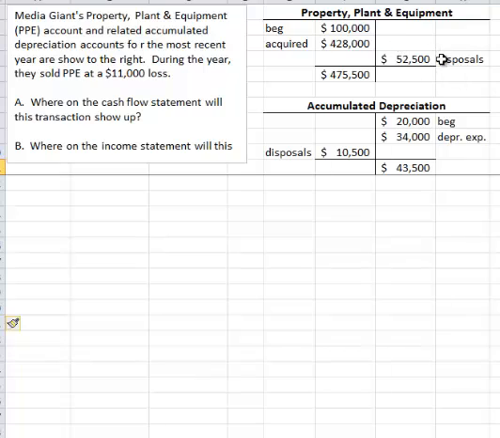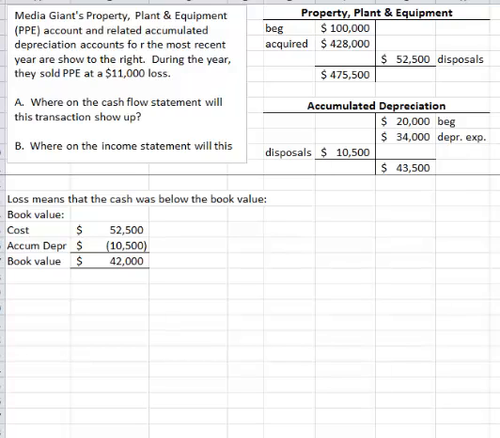So here's their disposals. So this set of numbers helps us to get the book value of what was sold. So if you have a loss, it means the cash was below the book value. So our book value is the cost of what was disposed minus the accumulated depreciation on that, whatever it is we disposed. So the book value was 42.